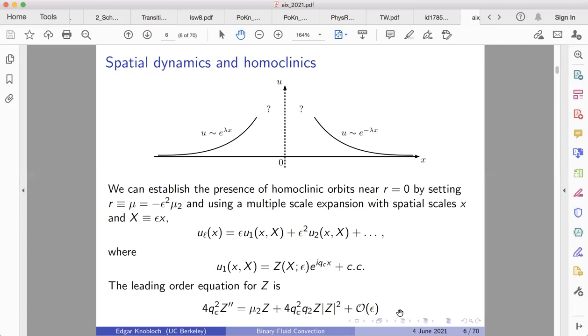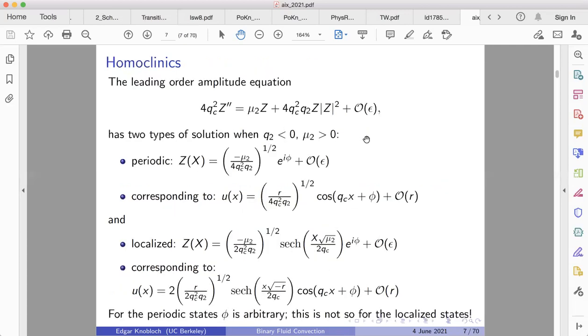So this is a nice equation. I repeat it here on the next page because it has two types of solutions. It has solutions where the amplitude capital Z is constant, it's independent of X. And that, of course, corresponds to a periodic pattern for u. And so a periodic pattern, it has a certain amplitude, goes like the square root of R. The wave number is Qc, and then there's an arbitrary phase because the periodic pattern can be translated horizontally.